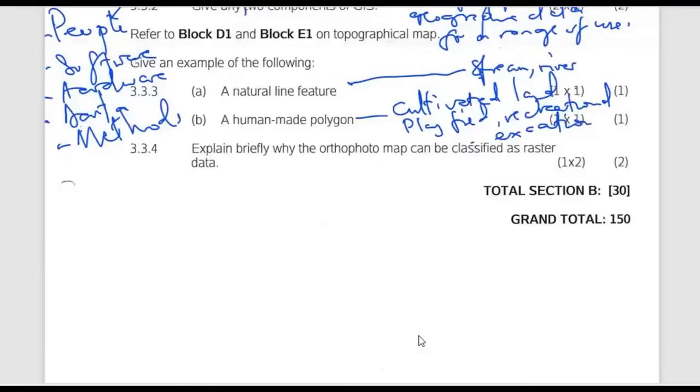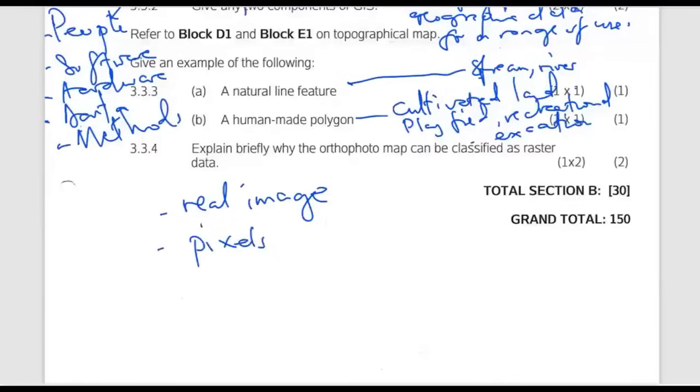Explain briefly why the orthophoto map can be classified as raster data. Why is it raster data and not vector data? It's a real image. Remember, orthophoto maps are made from aerial photographs. And on those aerial photographs, we add additional information like the names of streets, the names of places, clues about height, the contour lines, benchmarks, spot heights, those indicators of height. But actually, the basic thing about orthophoto maps is they originate from aerial photographs. So it's a real image. That is why it is raster. And also it's made up of pixels.